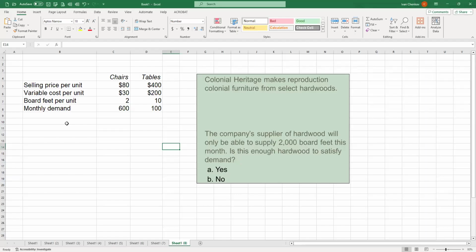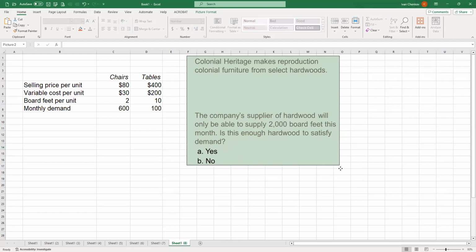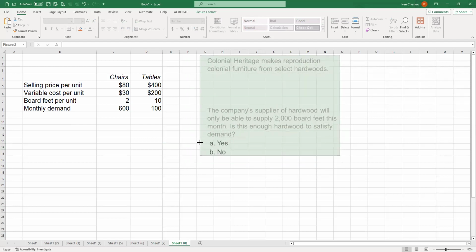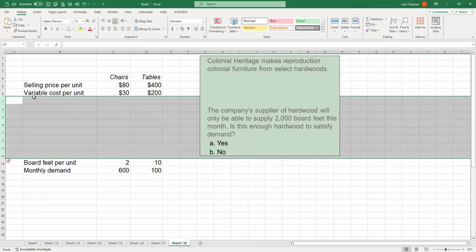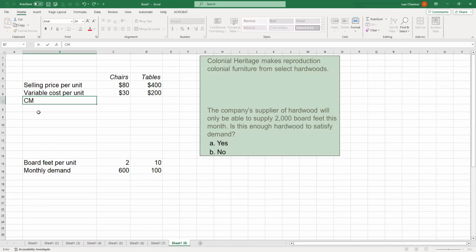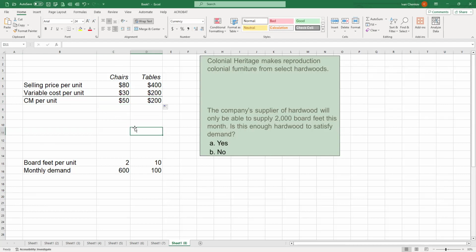So here, what do we have? We have these two products. This company makes reproduction colonial furniture from selected hardwoods. They're making chairs and tables. Selling price per unit is $80 for the chair and $400 for the table. Variable cost per unit is that much. Now the contribution margin per unit for the first product will be $50, and for the second product will be $200. At this point, we can clearly see that tables are more profitable than chairs.